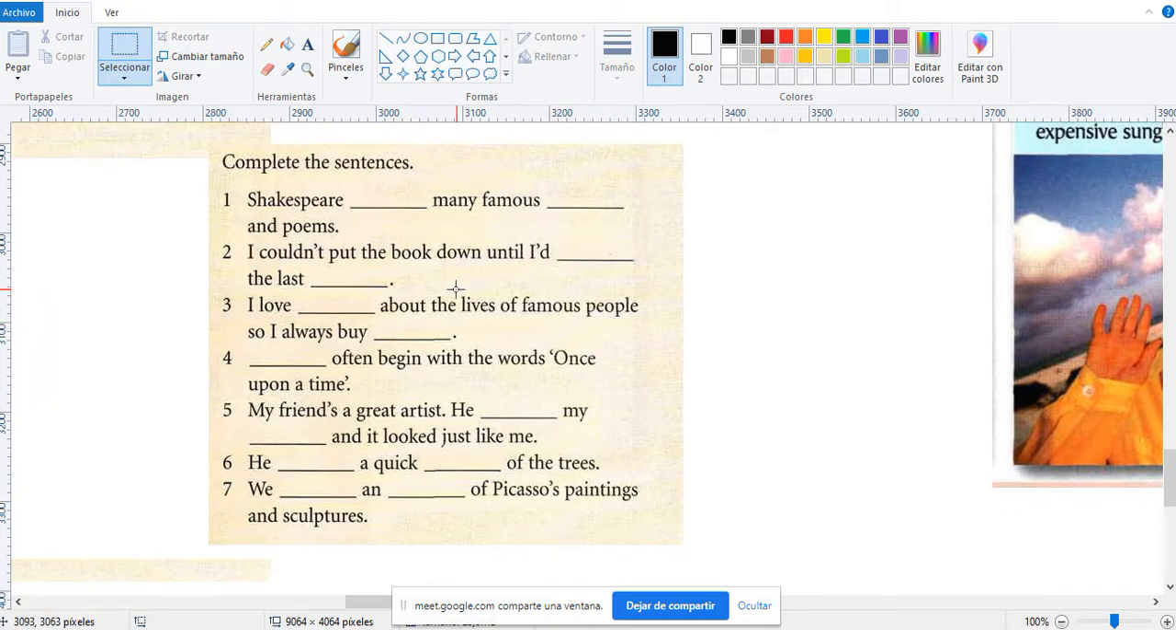Shakespeare, many famous and poems. It says, I couldn't put the book down till I'd the last. Okay, wow. Let's see. Okay, I love about the lives of famous people, so I always buy. Often begin with the words once upon a time. My friend's a great artist. And I look just like me. He a quick of trees. We are and Picasso paintings and sculptures.